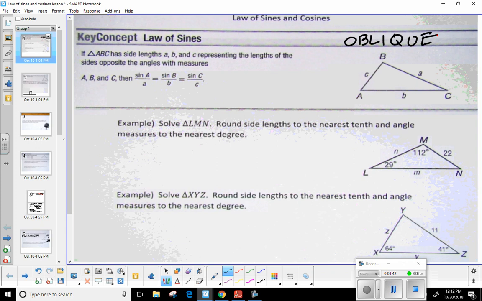So that means all three of your angles are either going to be acute, so they're smaller than 90, or you're going to have one what? One obtuse and then two acute.